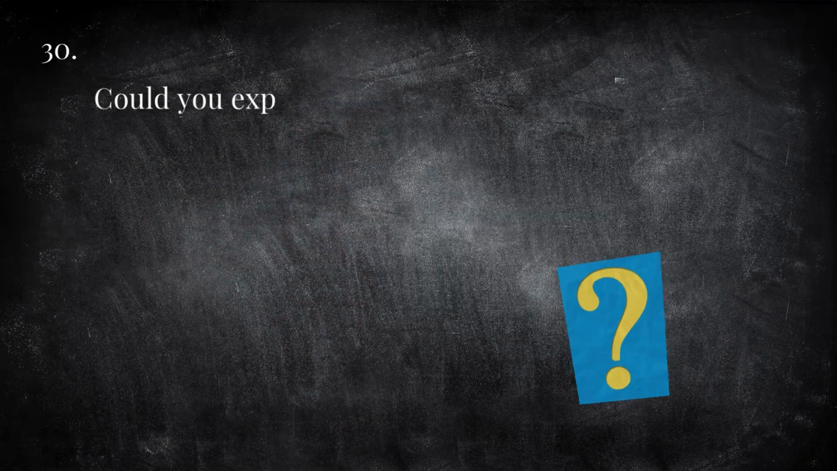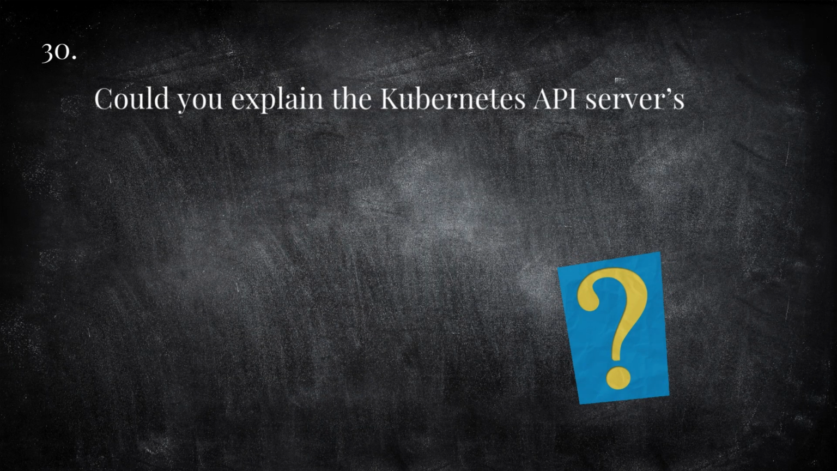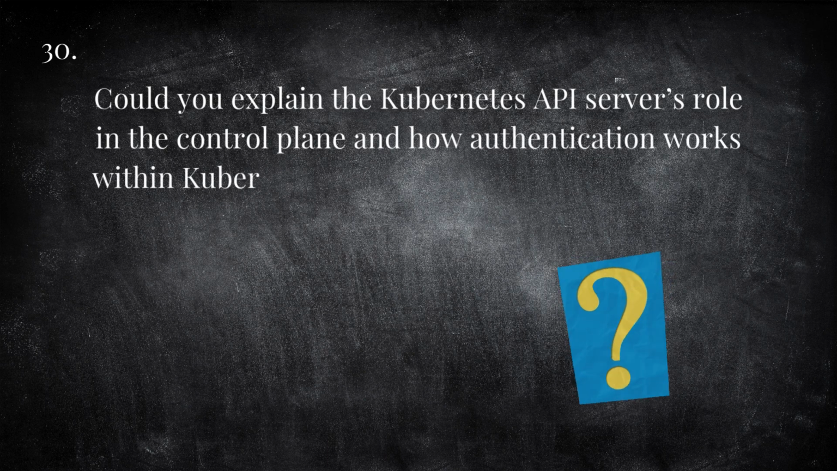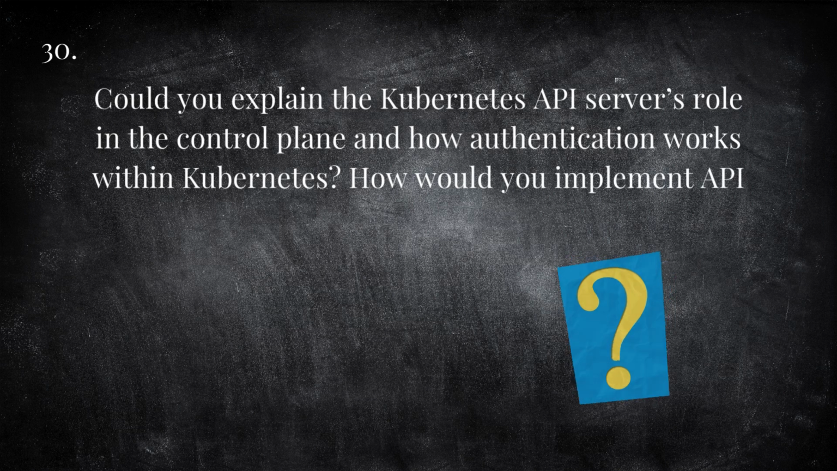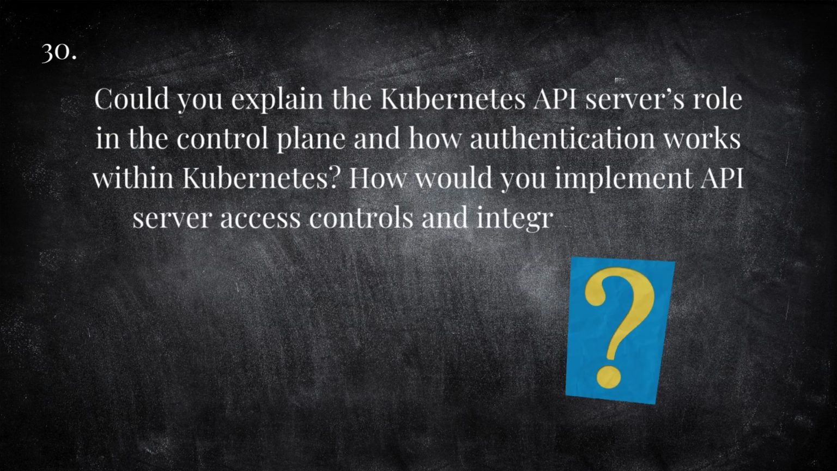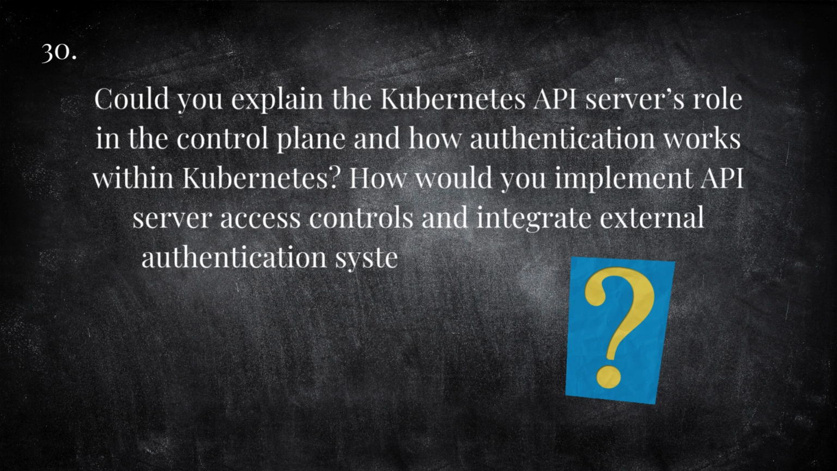And finally, question 30. Could you explain the Kubernetes API service role in the control plane and how authentication works within Kubernetes? How do you implement API service access control and integrate external authentication systems like LDAP or OIDC?